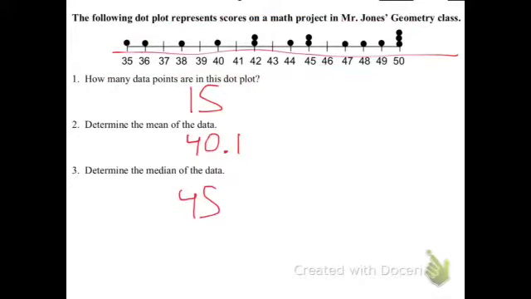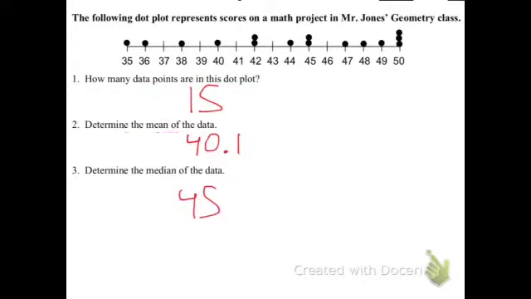It's basically a number line, and then you put a dot above the number based on how many times it showed up. So these numbers all showed up just once, but 42 showed up twice, 45 showed up twice, and 50 showed up 3 times. And so if you just count up all the dots, how many data points, it comes out to be 15.